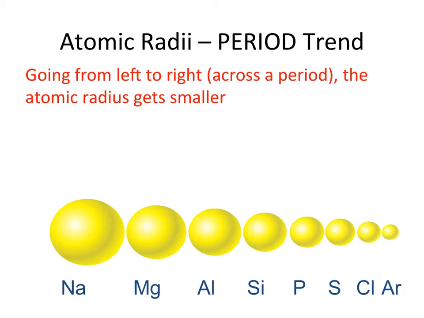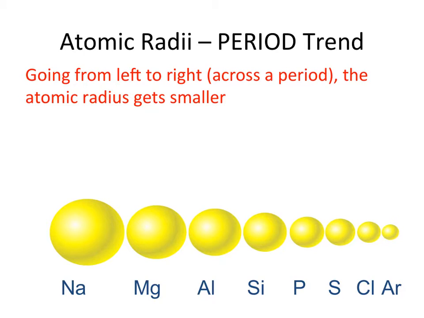Now, what about the period trend? So going across a period. Remember, across a period is always going from left to right, from the left side of the periodic table to the right side of the periodic table. And as we can see at the bottom here, strangely, as we go from left to right, our atomic radius gets smaller. Now, why is this the case?